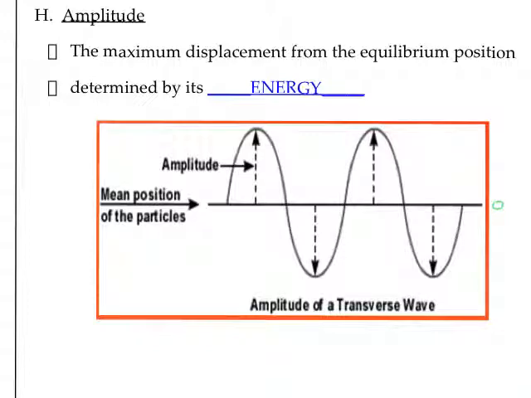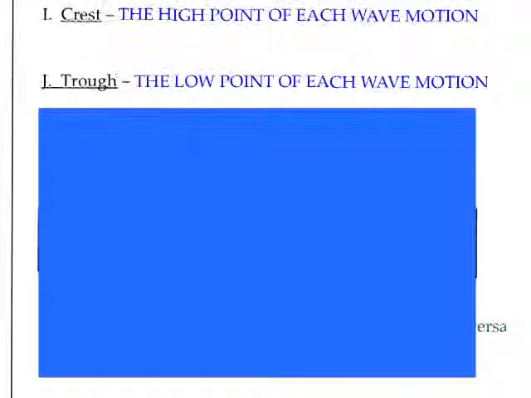The amplitude of a wave is determined by its energy. If you provide more energy, then you're going to have a higher amplitude. If there's less energy, there's a lower amplitude. And then next we have the crest and the trough. So the crest is the high point and the trough is the low point. So you want to think about where the amplitude is. If it's above the equilibrium line, it's a crest. And if that amplitude is below an equilibrium line, that maximum point will be the trough.